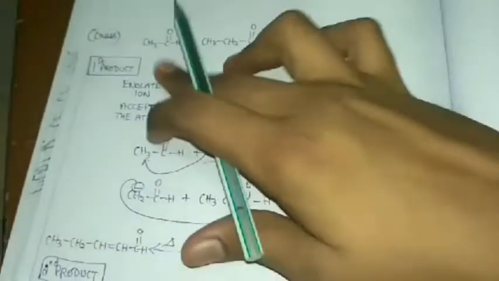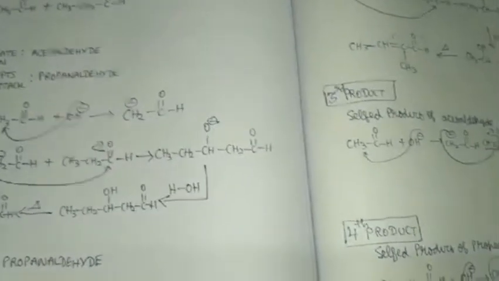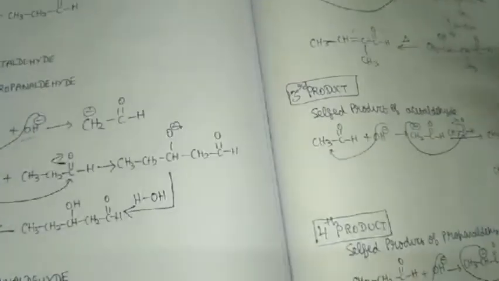So we got four products over here, right? If we react acetaldehyde and propanaldehyde, 1, 2, 3, 4. But now in the exams they won't ask all the four products, right? Maybe in the board exams they would ask, but in the competitive exams they would ask which product is more stable, kind of.